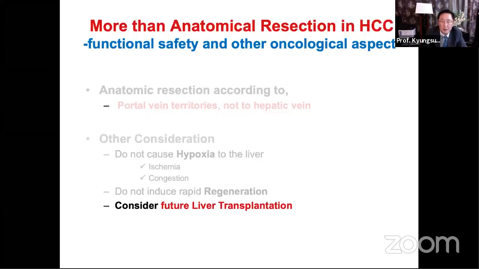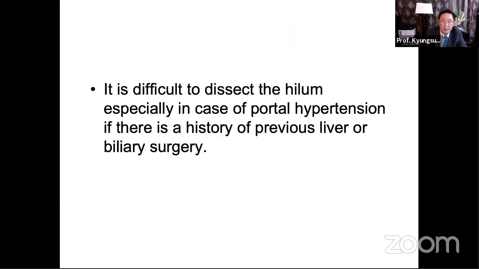Third, we have to consider liver transplantation. It is quite difficult to dissect the hilum, especially in cases of portal hypertension, or if there is a history of previous liver or biliary surgery, especially if you dissected the hilum previously.